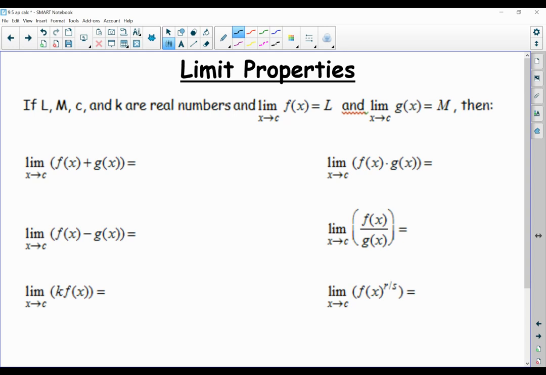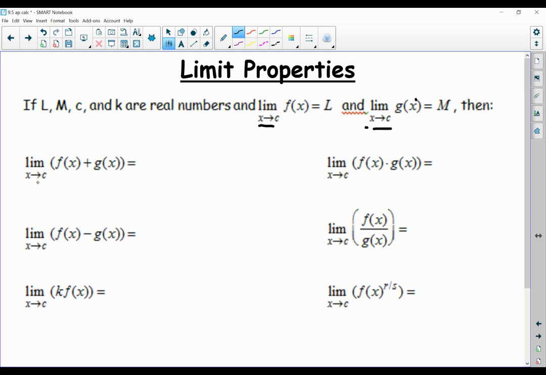And a lot of it, you're just going to think about the transformations. If you can make sense of it, then that helps. So for instance, let's say the limit as x approaches c of f of x is L, and the limit as x approaches c of g of x, a different function, is M. Now notice that this is both at x approaches c. It's at the same x value. Without that same x value, it doesn't make a difference.